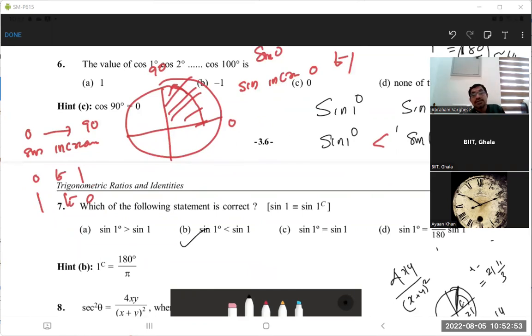Yes, sir. Clear, sir. Yeah, please write these points. What all points I am telling, please write it in your notebook, or otherwise you will forget. In first quadrant, sin theta increases from 0 to 1, but cos theta decreases from 1 to 0. Sin theta and cos theta will be same when theta equals 45 degree.